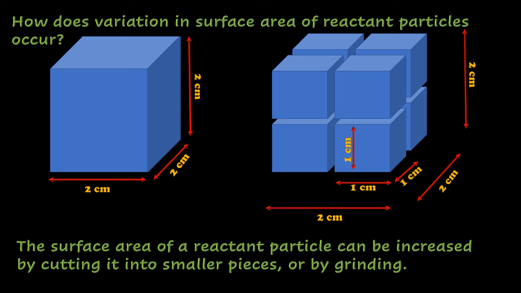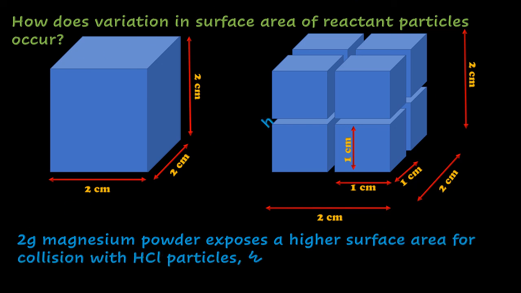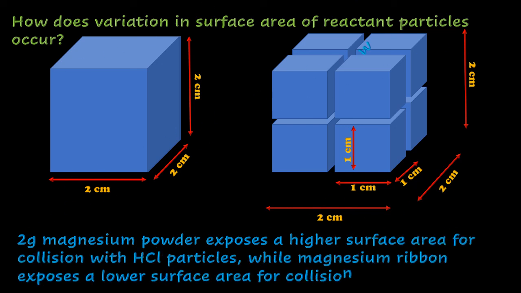And so, with that in mind, if we choose to look at the reaction of magnesium, for example, we can say that 2 grams magnesium powder exposes a higher surface area for collision with hydrochloric acid particles, while 2 grams magnesium ribbon exposes a lower surface area for collision with hydrochloric acid particles. And so we see that this separation indeed has increased surface area for collision.